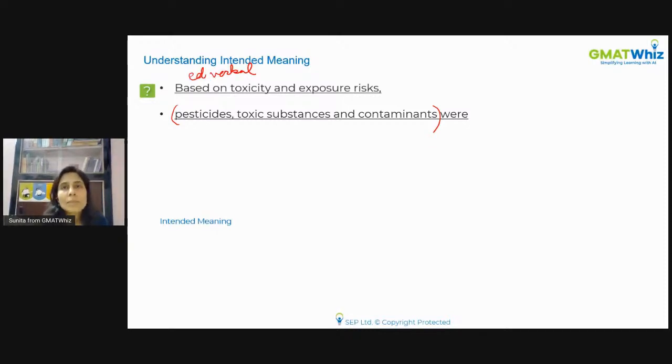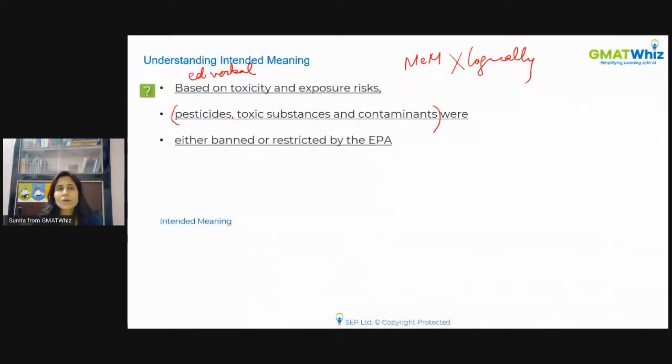The modifier and the modified entity, the MEM pair, as we call it at GMAT Whiz, don't agree logically. No, they do not agree logically right away. Let's see. I'm just going to keep that based on toxicity aside for the moment, and I'm going to read on. Pesticides, etc., were, so subject verb agree, either banned or restricted by the EPA. So these substances were either banned or restricted. So banned and restricted are two verbs. Were banned, were restricted, fine. Banned or restricted by the EPA, okay, so far so good.